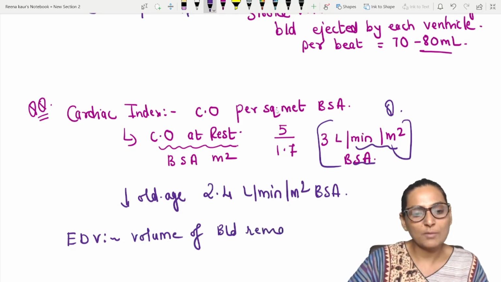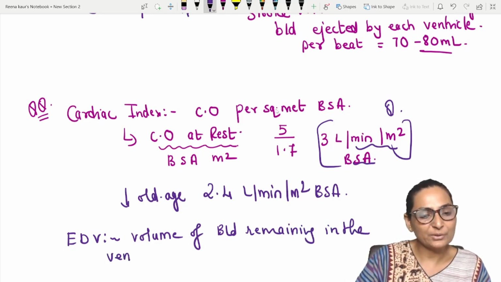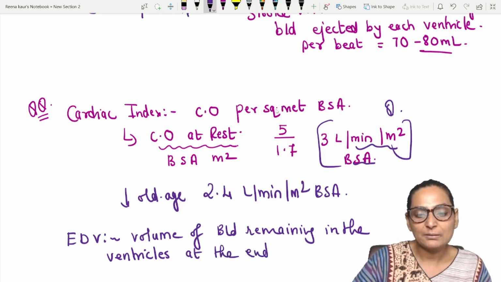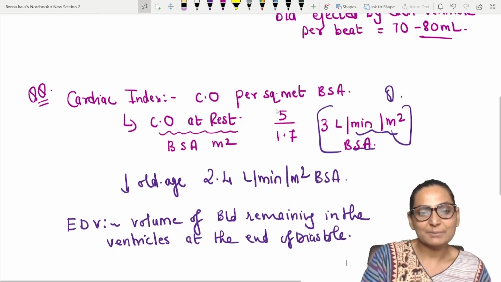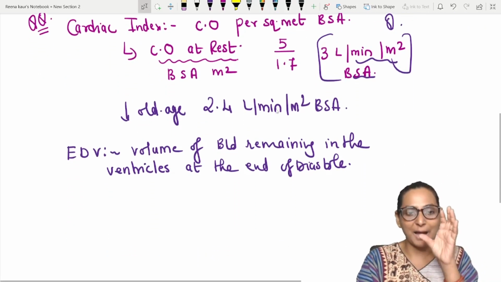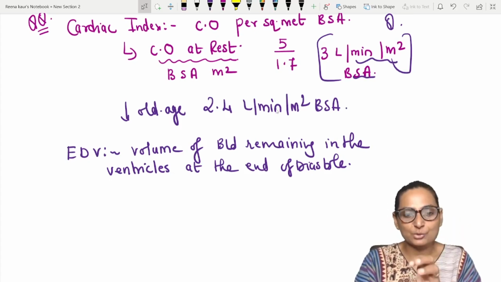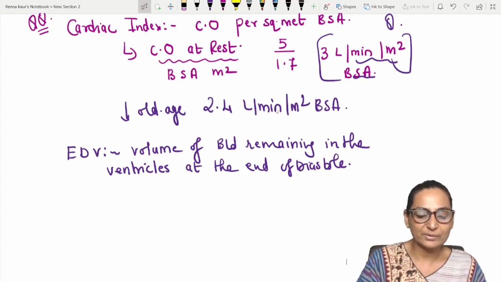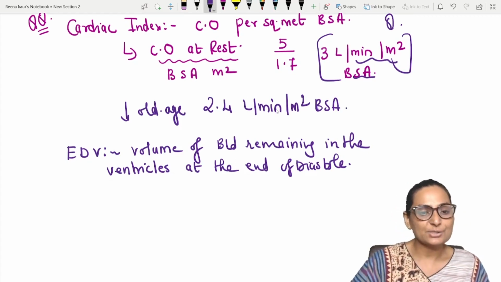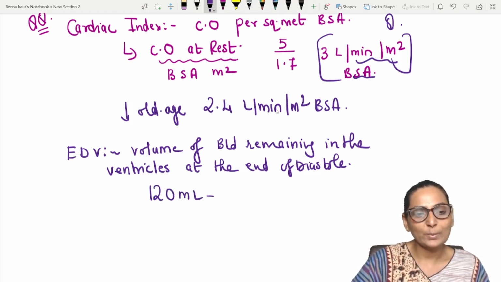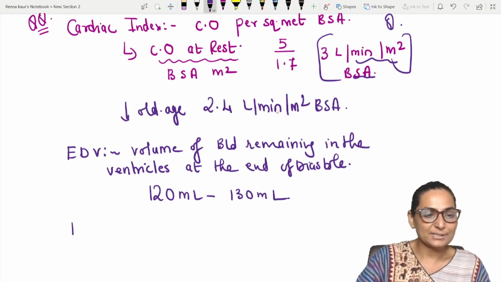It is the volume of blood remaining or present in the ventricles at the end of diastole. इसका मतलब जब ventricles का filling हो जाता है, right? जब ventricle का filling हो जाता है, उस filling के बाद में जितना blood रह जाएगा, that will be the end diastolic volume. So the volume of blood remaining in the ventricles at the end of diastole is end diastolic volume, and this is around 120 ml to 130 ml. This is the normal value of the end diastolic volume.